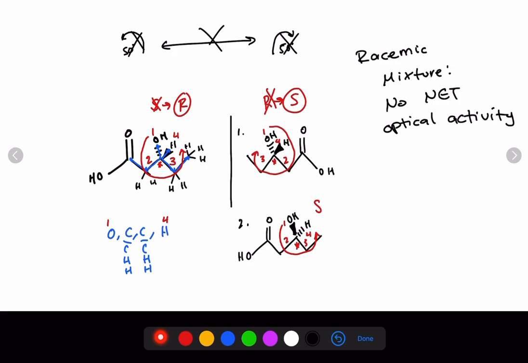and it's important to note that there is no net optical activity. The reason for that, again, is that with equal amounts of each enantiomer, they each do their own optical activity, reflect and bend light in their own way, but it cancels each other out, so there is no net optical activity.